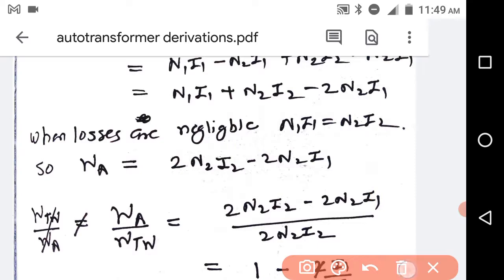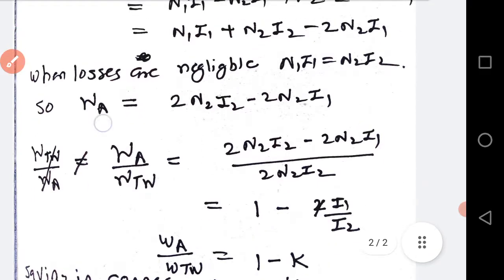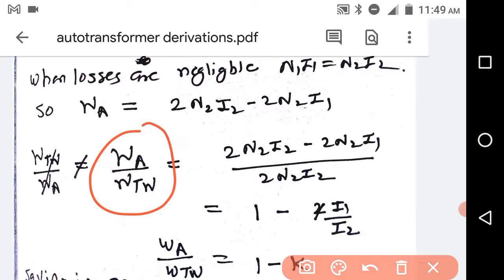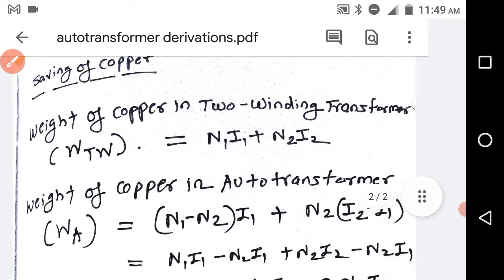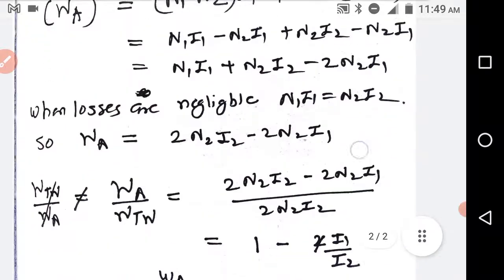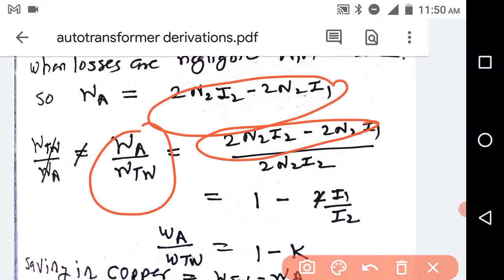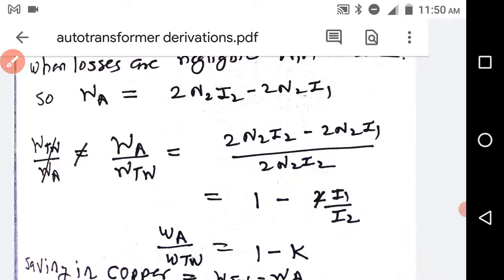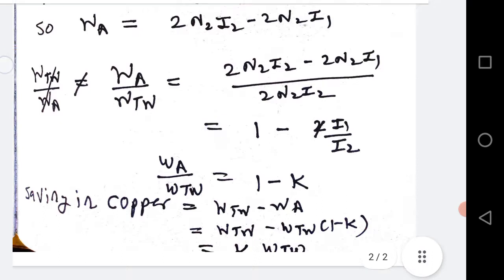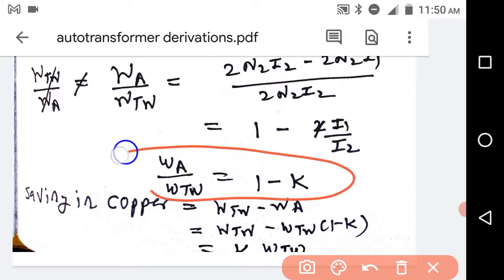Now we'll take the ratio of weight of copper in auto transformer and weight of copper in two winding transformer. Weight of copper in auto transformer is this one, and in two winding it is N1 I1 plus N2 I2. But if the losses are negligible, then N1 I1 equal to N2 I2, that is written as 2 N2 I2. So this will be 1 and this will be I1 by I2. Now I1 by I2 is K, so 1 minus I1 by I2 is 1 minus K. So the ratio of weight of copper in auto transformer and in two winding transformer is 1 minus K.